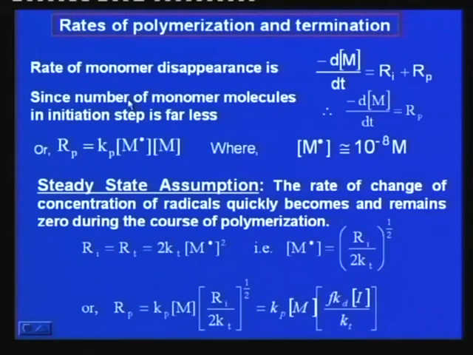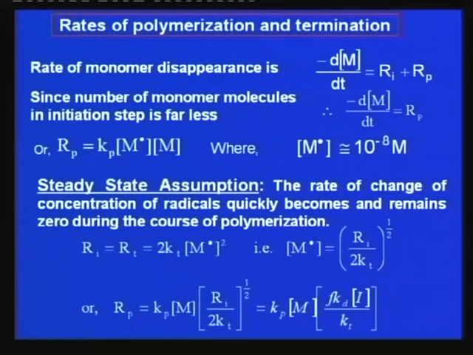So, here you see, since the number of monomer molecules in the initiation step is far less. Now, here I have shown this rate of disappearance of monomer can be considered as the rate of polymerization, because here monomer disappears to form a polymer. So, if we measure the rate of disappearance of monomer, then we can find out the rate of polymerization.